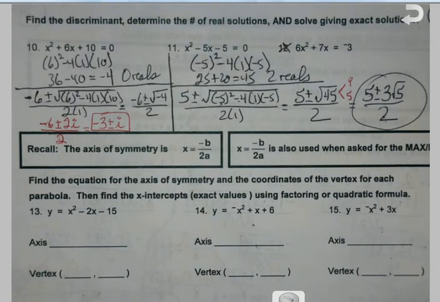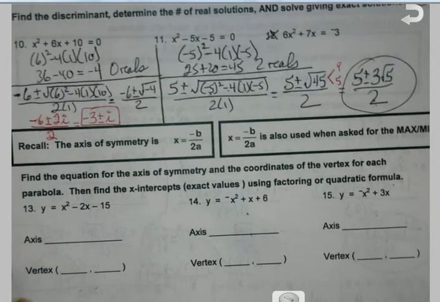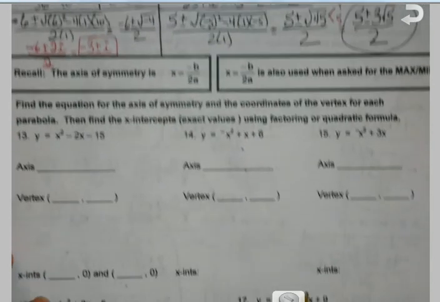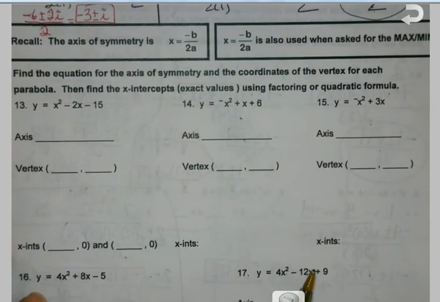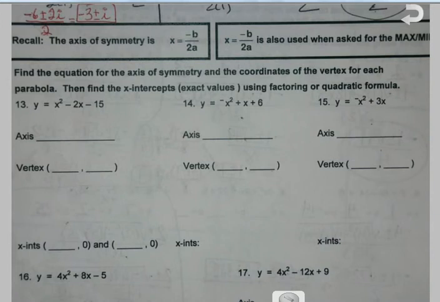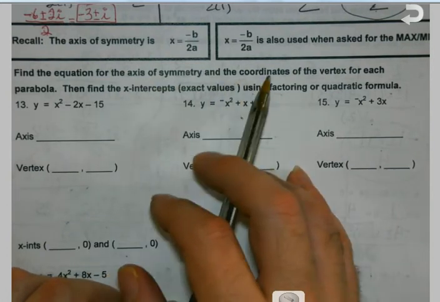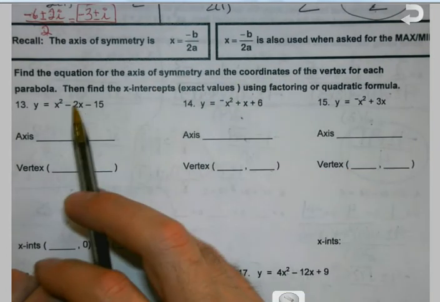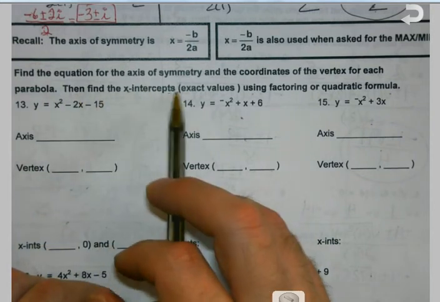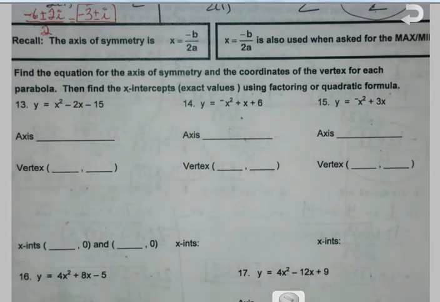So, how are we going to bring all of this into what we've been doing? Well, down here in basically our last part, we've talked about the axis of symmetry and how that goes along with the vertex. Well, it's also going to help us a bit when we're doing max and min. So we're going to find the equation for the axis of symmetry and the coordinates of the vertex for each parabola. Okay, we've done that before. Then find the x-intercepts using factoring or the quadratic formula. Okay, we got lots of pieces going here.